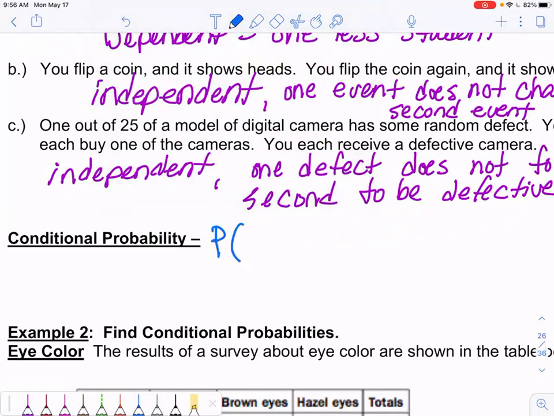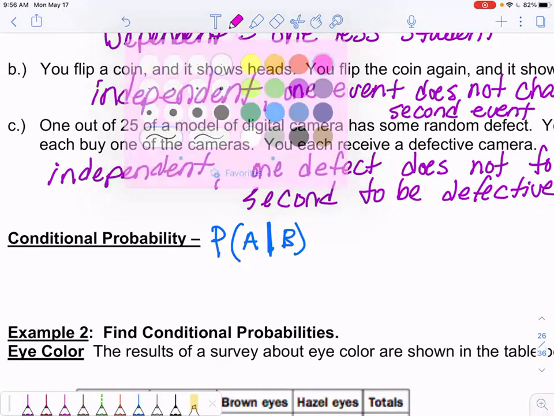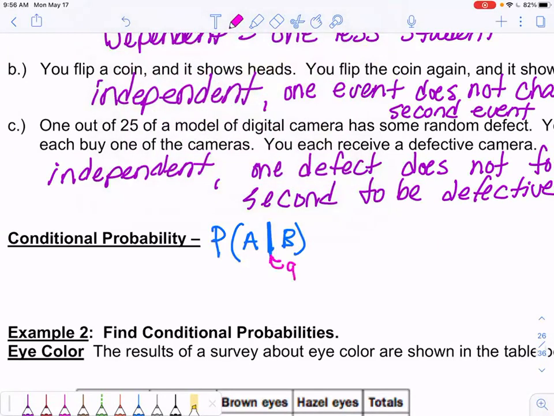We'll say the probability of A given B. And I'm just going to have you read what this says. See that line in the middle? That line means given.